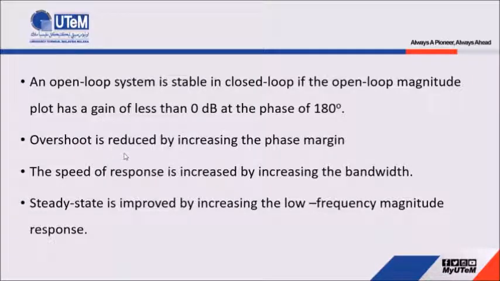Okay, overshoot is reduced by increasing the phase margin. Based on the Bode plot that we have drawn, we can analyze the performance of the system in terms of overshoot, and in order to reduce the overshoot, we can increase the phase margin. Next, for speed, in order to improve the speed, we can increase the bandwidth. By increasing this bandwidth, the speed also increases. Steady state is improved by increasing the low frequency magnitude response.